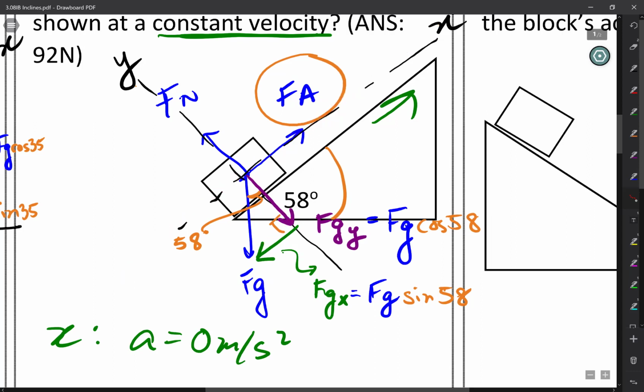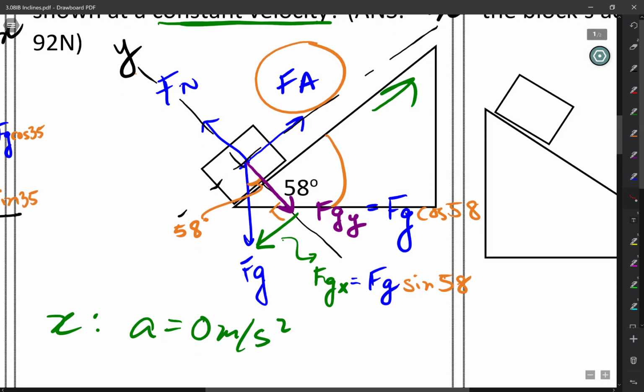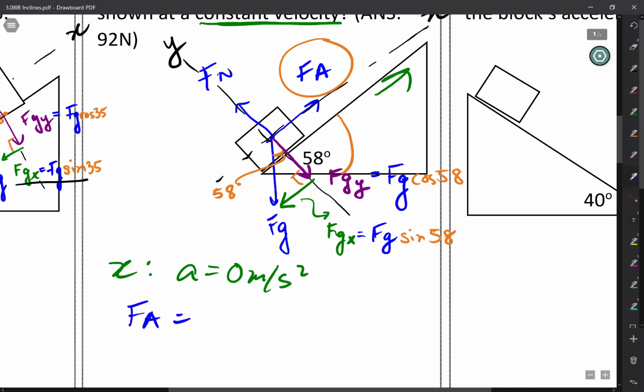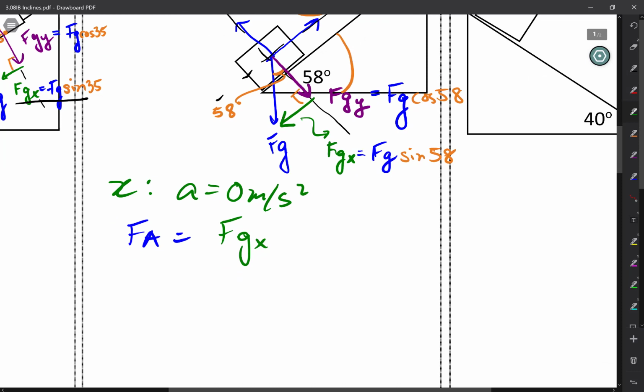Because they are equal and opposite, and my acceleration is 0, that means my FGX component and my FA must be equal. So I can write this simply as FA must be equal to FGX. They oppose each other, and because acceleration is 0, they must be equal and opposite. So let's look at FGX. We know that FA is equal to FGX, which is also FG sine 58. Write that out: FG sine 58.